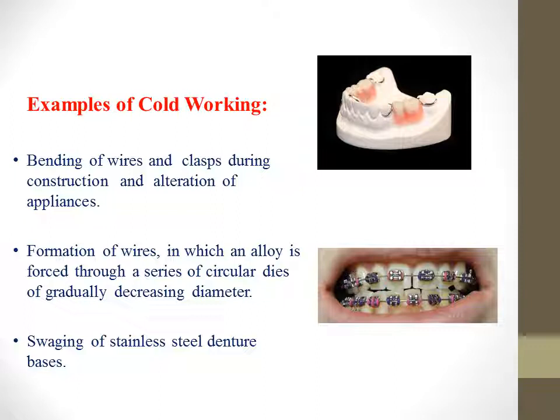The third example is a process known as swaging. Swaging is basically a process by which stainless steel denture bases are formed. If you can recall, we said that denture bases are made up of basically two main materials. They can be metallic and non-metallic. So the metallic denture bases, if they are made of stainless steel, the process by which we make the denture bases, we adapt the stainless steel sheets onto our cast, and that process is known as swaging. So these are the three examples of cold work.